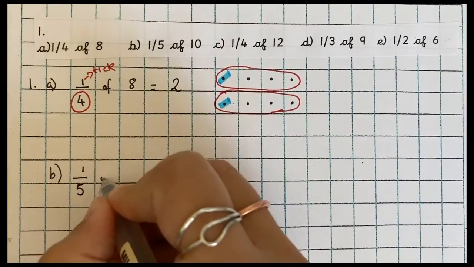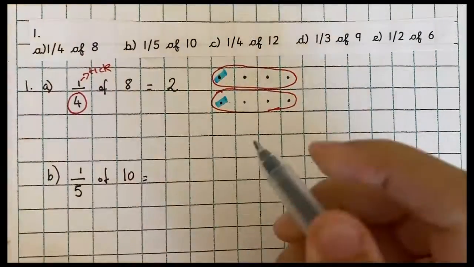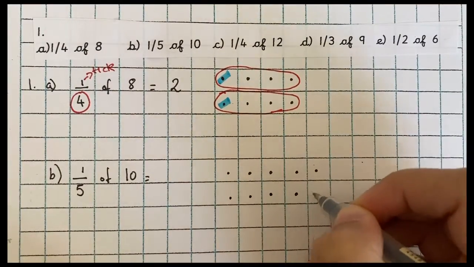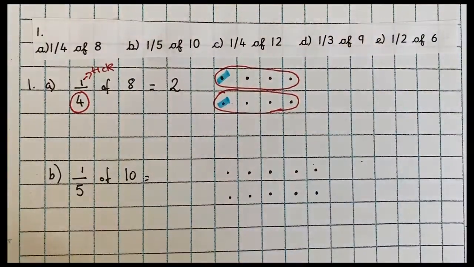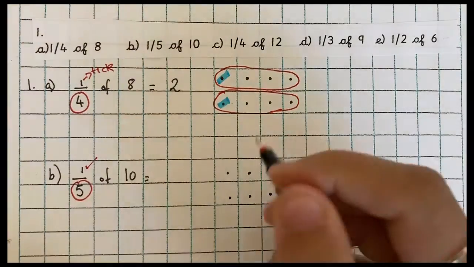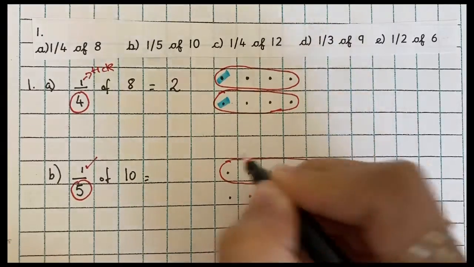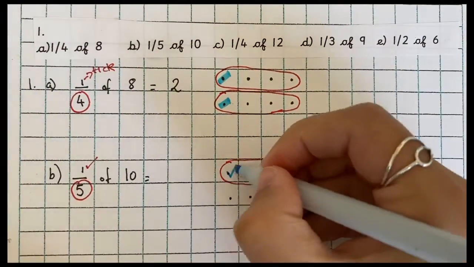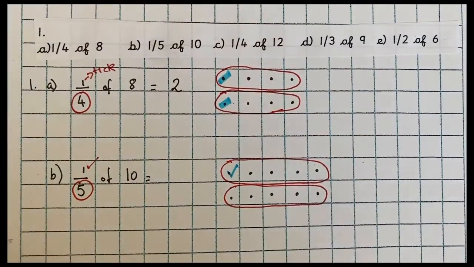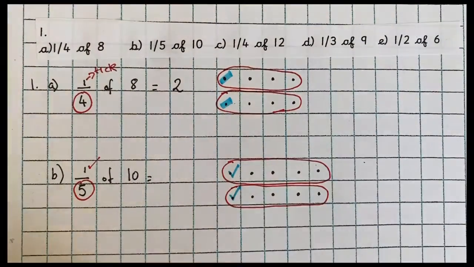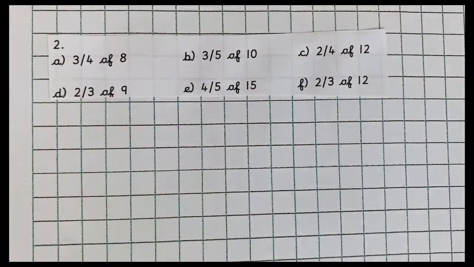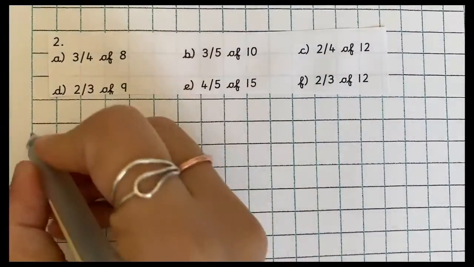Let's try B. So 1/5 of 10. So I'm going to draw in 10 dots. Okay, and I'm going to put a ring around 5, and out of every 5 I'm going to tick 1 or highlight 1. Okay, got another 5 to put a ring around. So how many in total have I ticked? I have ticked 2.